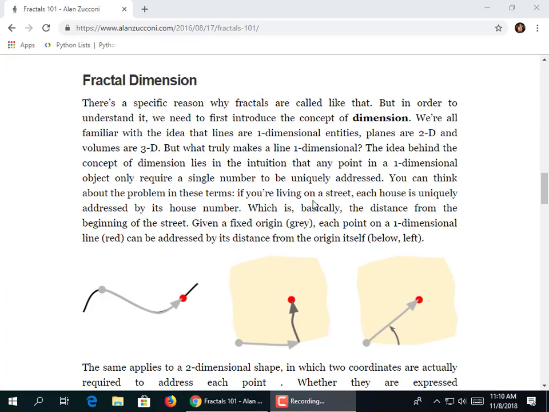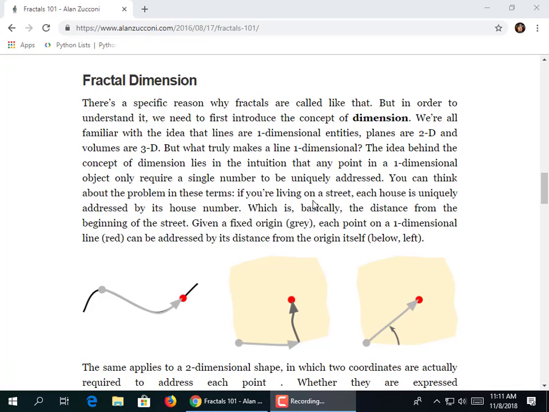There's a specific reason why fractals are called this, but in order to understand it, let's talk about dimension. So you guys know what a one-dimensional thing is? What is a one-dimensional thing? It's the line. So two-dimensional is a plane, three-dimensional is a volume. What makes it something one-dimensional?